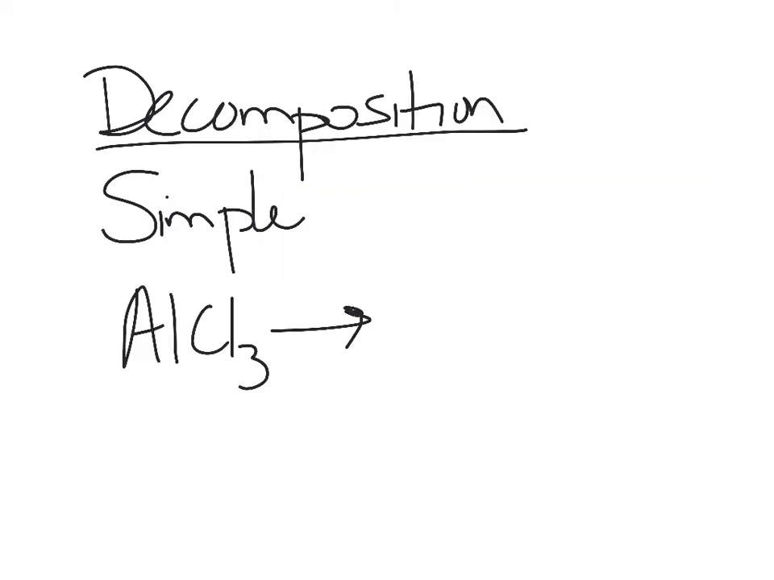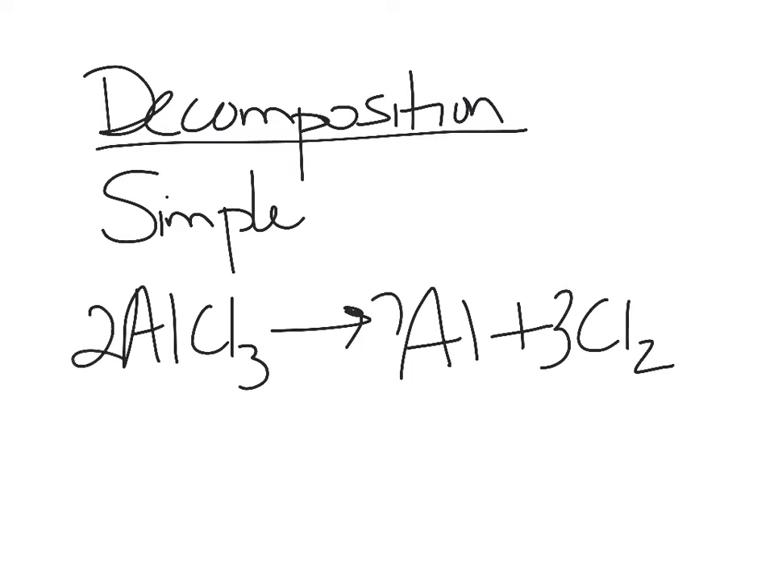A simple decomposition reaction is like aluminum chloride, so it would break down into aluminum plus chlorine in its diatomic state. And again, I haven't balanced these, but I'm assuming balancing is not your biggest issue. You should be able to do that fairly easily, but that's not the emphasis of this screencast, but you really should always balance the equations.